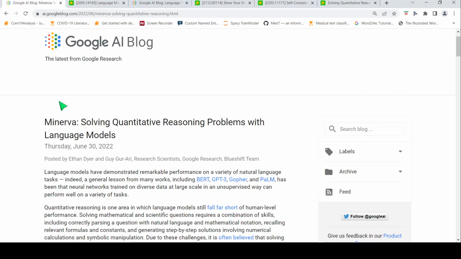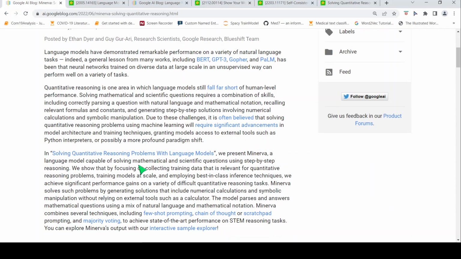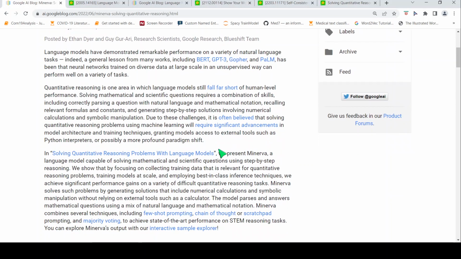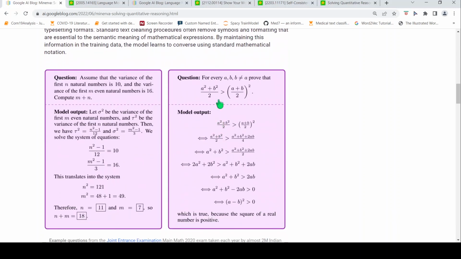In this video, let's look at a new AI model which claims to do quantitative reasoning, and this is a language model. Okay, so this is from Google Research and it is known as Minerva. So what is this language model? What is it capable of? Okay, so here is an example of what it is capable of.